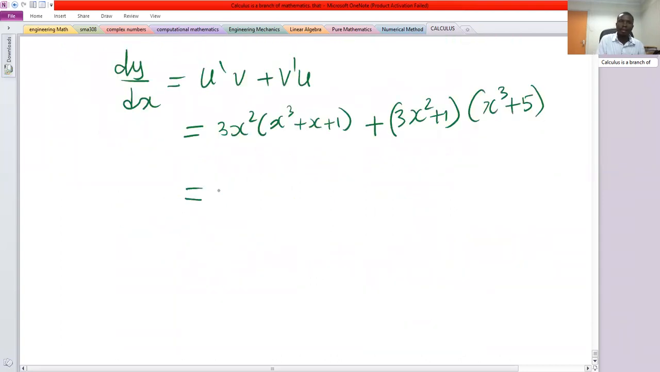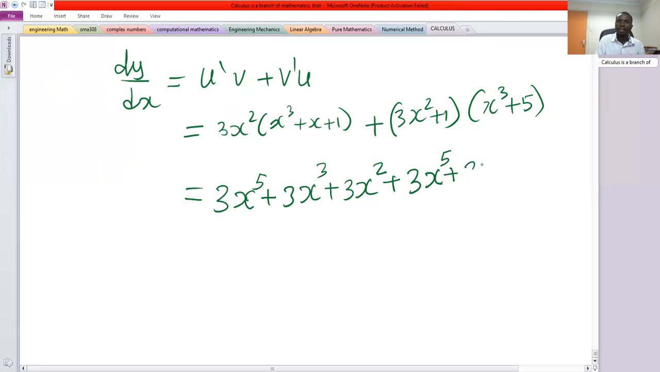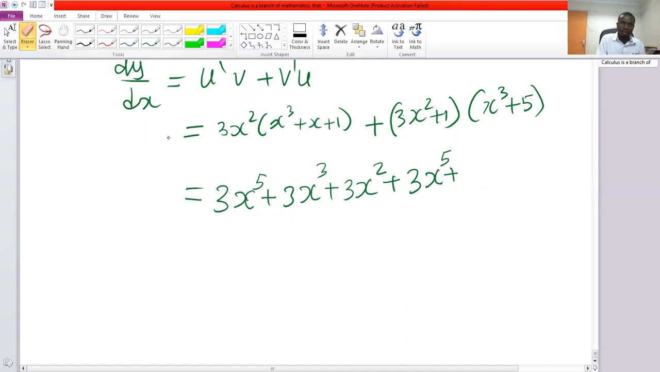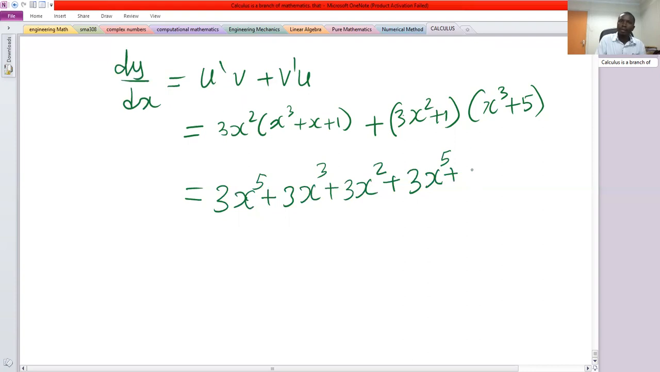So we'll have 3x to the 5 plus 3x cubed plus 3x squared plus 3x to the 5 plus 3x cubed plus, so 3 times 5 is 15, 15x squared plus x cubed plus 5.